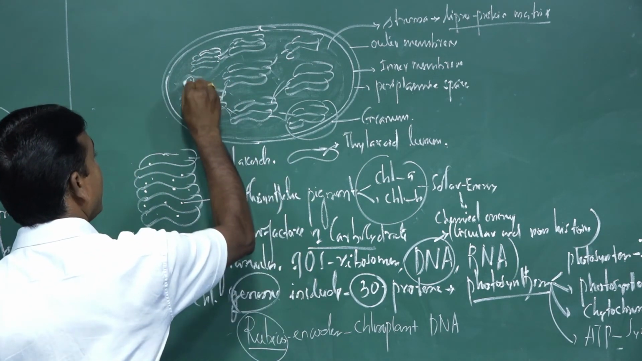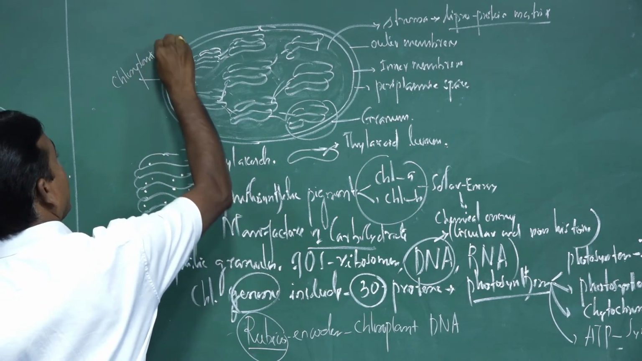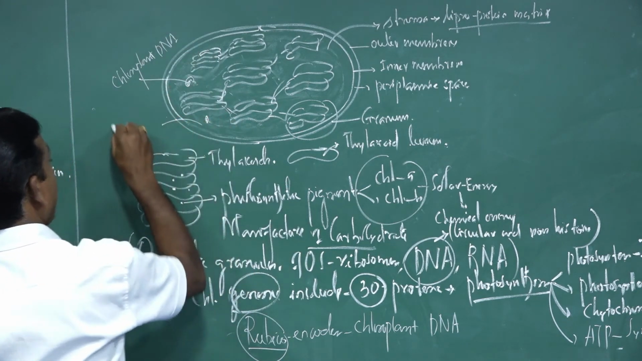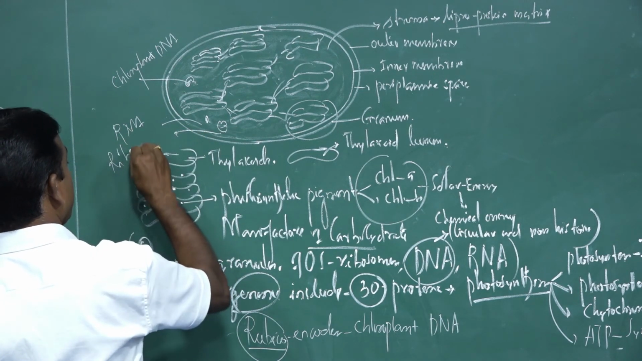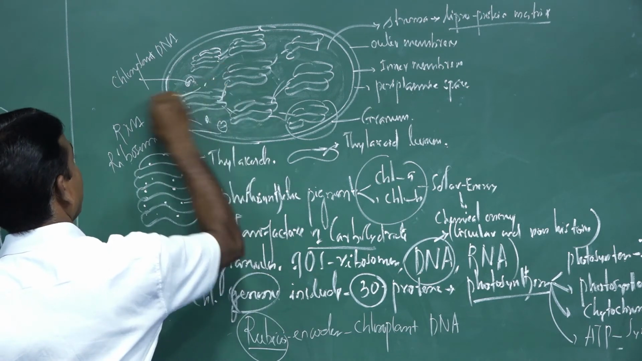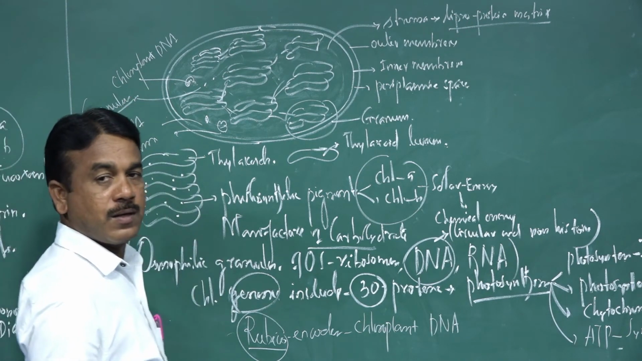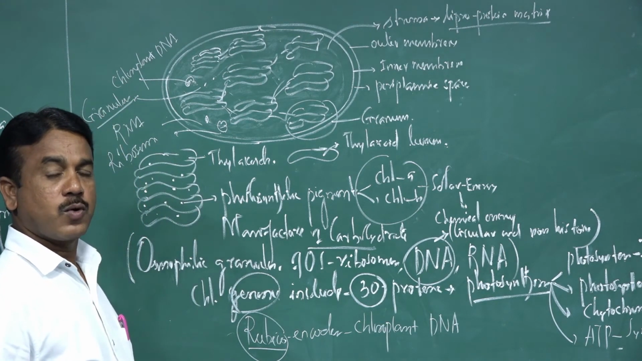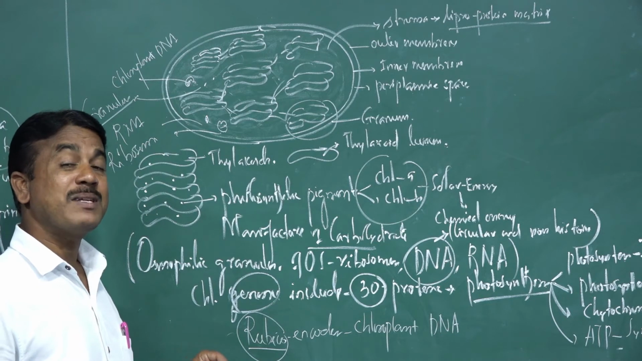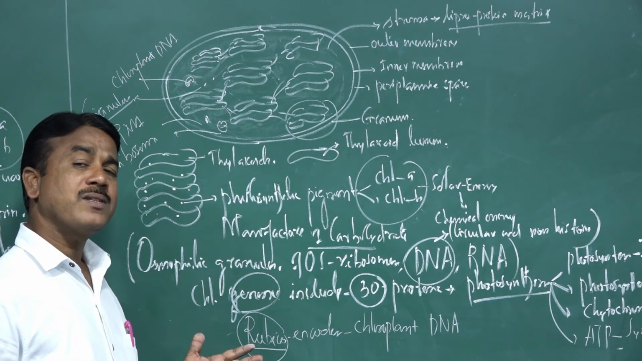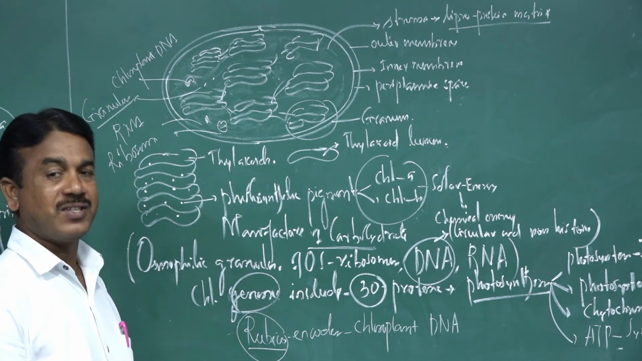In addition, there is the chloroplast DNA, RNA, the ribosomes, and the granules. So far, the chloroplast is commonly called a double-membraned organelle, or also a semi-autonomous organelle. The chloroplast number is increased by the process of fission.